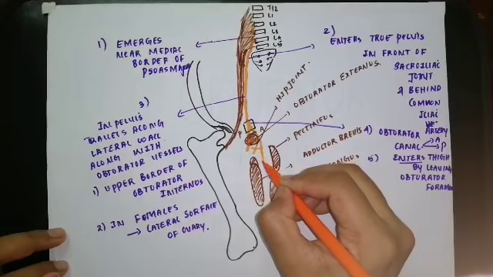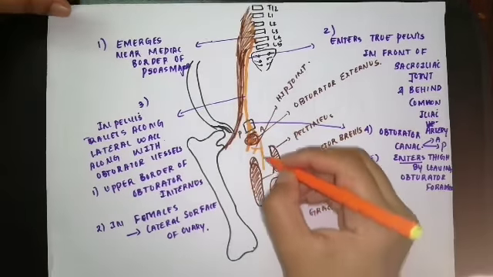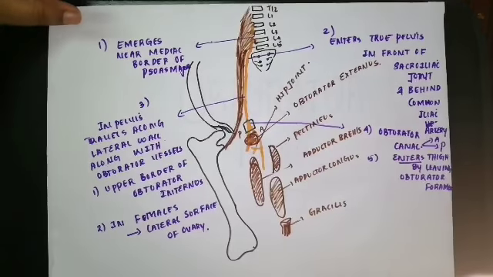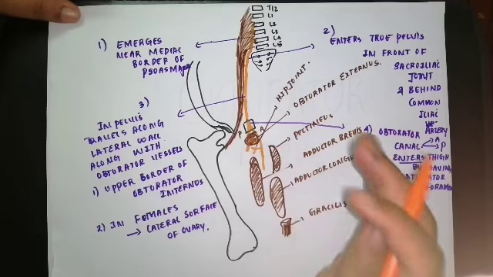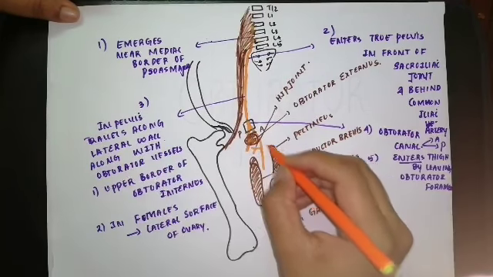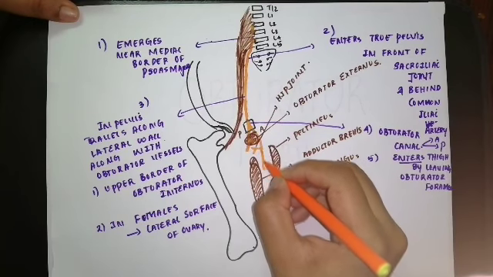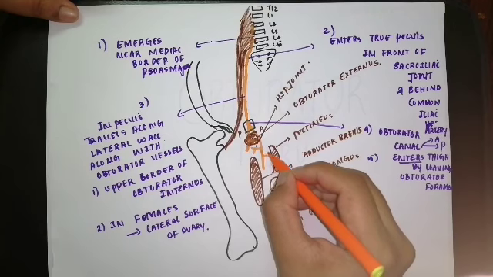In front of the adductor brevis, and it supplies which all muscles? The posterior fibers of pectineus. It is a hybrid muscle. The anterior fibers are supplied by the femoral nerve, but the posterior fibers are supplied by the anterior division of obturator nerve. So anterior division passes in front of adductor brevis and it supplies the pectineus.